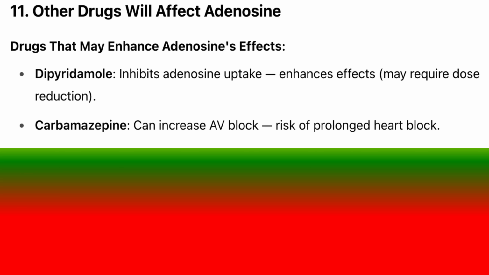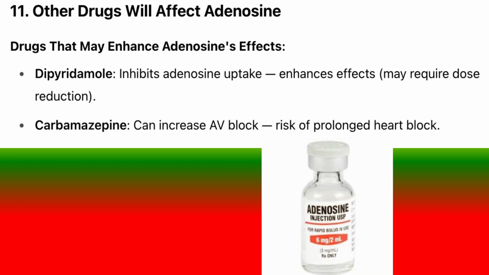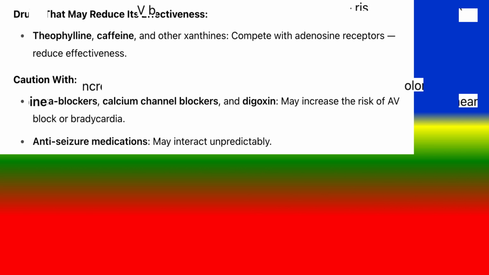11. Other drugs that will affect adenosine. Drugs that may enhance adenosine's effects: dipyridamole inhibits adenosine uptake, enhances effects, and may require dose reduction. Carbamazepine can increase AV block, with risk of prolonged heart block.